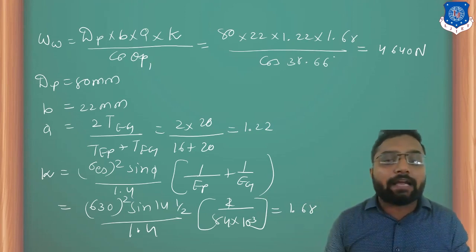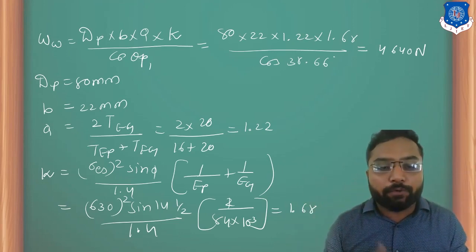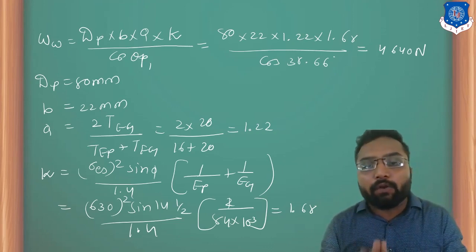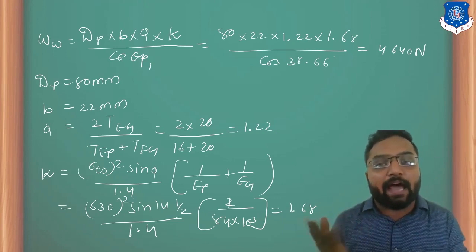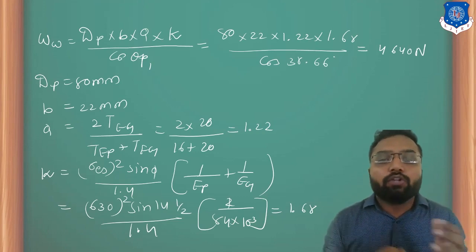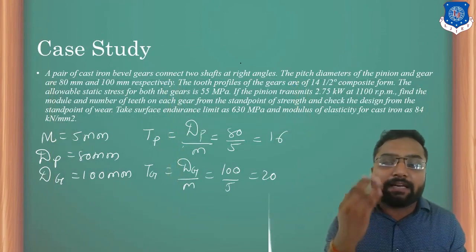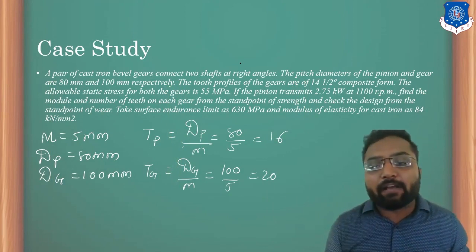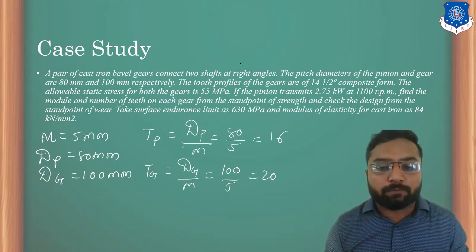Now let's recap the whole example once again. The example starts with finding the module and number of teeth. We are given the diameter of pinion and diameter of gear. Depending on those input criteria, which are power and its strength, we found out WT previously. Clear? Depending on that WT, we found the module, and after finding this module, we ended our first portion.